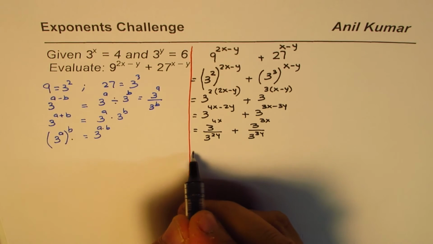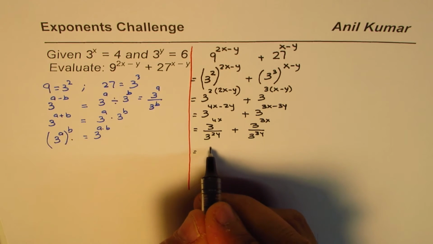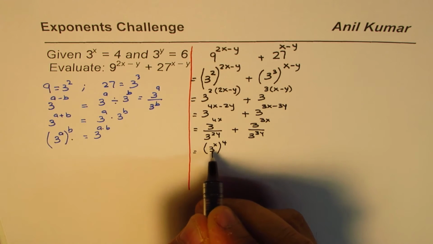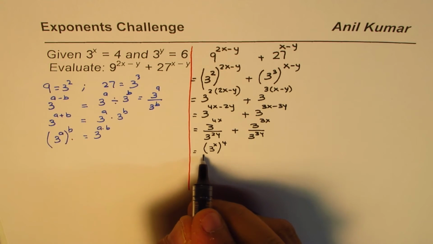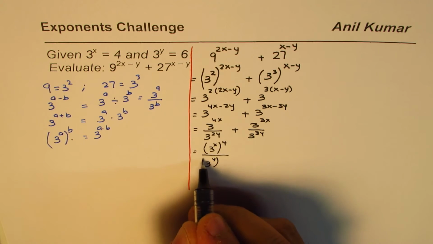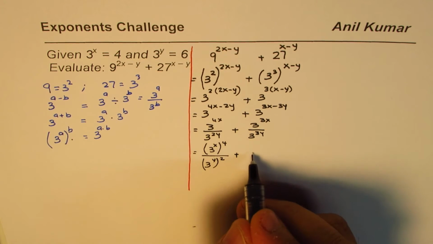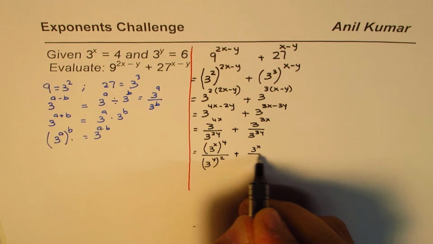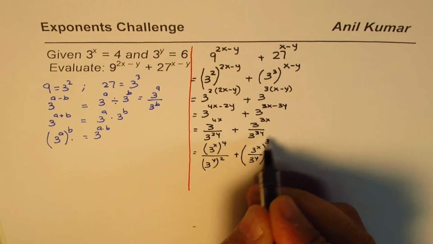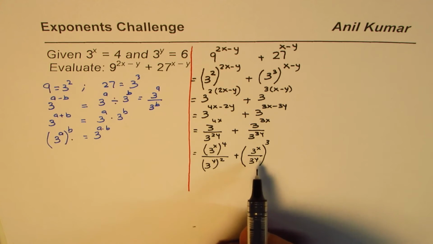So basically, what I'm going to do here is rewrite it once again as 3 to the power of x, everything to the power of 4, right? So we'll substitute 3 to the power of x as 4, divided by 3 to the power of y to the power of 2. Plus, here you see both are cubes, so we could write 3 to the power of x over 3 to the power of y and everything like a cube. Do you see that? Okay. Now, that is a simplified expression.